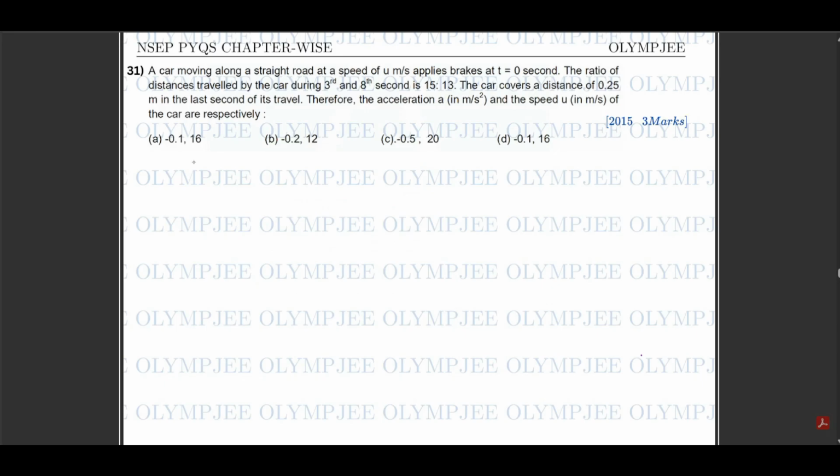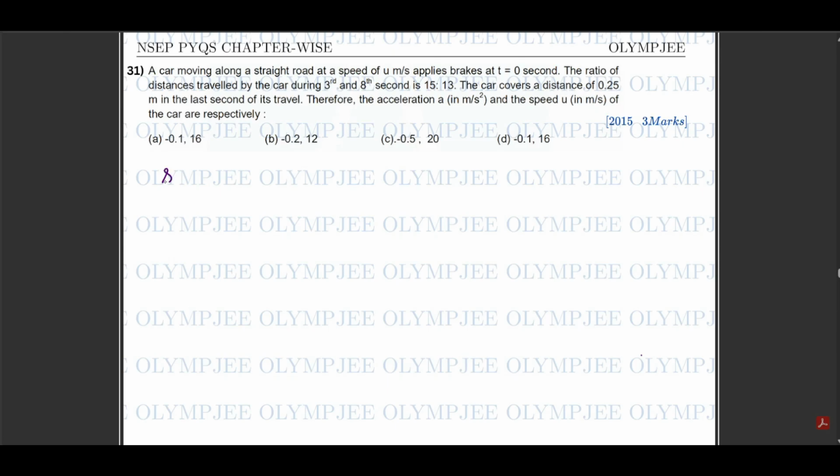So the 31st question says that a car moving along a straight road at a speed of u meter per second applies a brake at t is equal to 0 second. The ratio of distance traveled by the car during 3rd and 8th second is 15:13. The car covered distance of 1 by 4 meter in the last second of its travel. Therefore, the acceleration and the initial speed is.